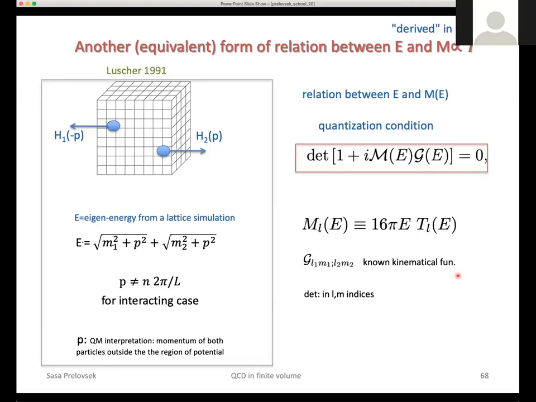So if you extract your eigenenergy, and suppose this was a one-dimensional determinant equation, then from this eigenenergy, you can directly extract the scattering amplitude at this energy. What does the determinant run on? It runs in indices of partial waves. And if you only have one partial wave, this is not a determinant, but just a one by one equation, okay? So this is the result, of course.